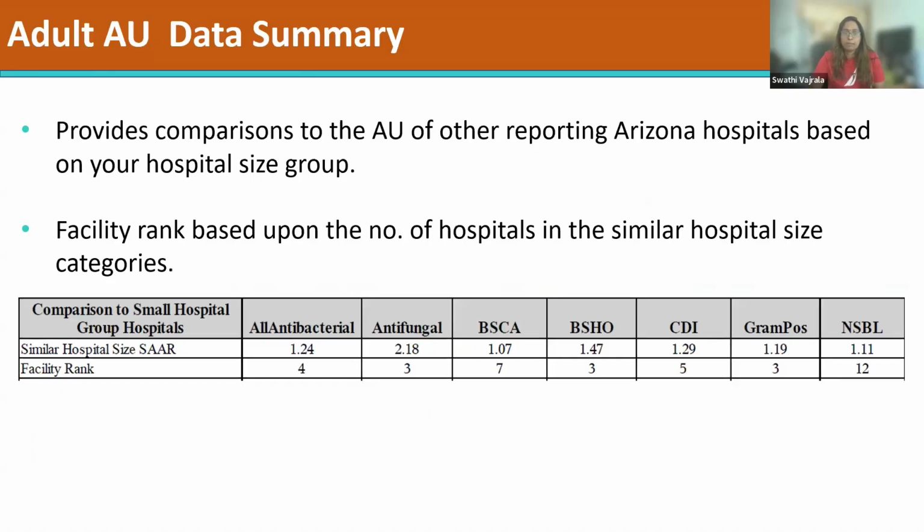This table provides a comparison to Arizona reporting hospitals based on hospital group. Facilities are ranked based upon the number of hospitals in similar hospital size categories. In the heading column, you can see the comparison to the small hospital groups. If your facility falls under the small hospital group, then you can compare how your facility is doing among all other small hospital groups. You can see the similar hospital size SAR among all the antibacterial agents, and also the facility rank, meaning where your facility is located when you compare your SAR among all similarly sized hospital groups.